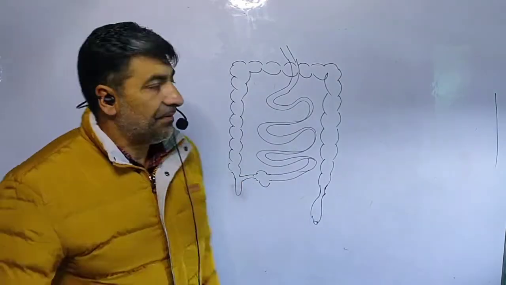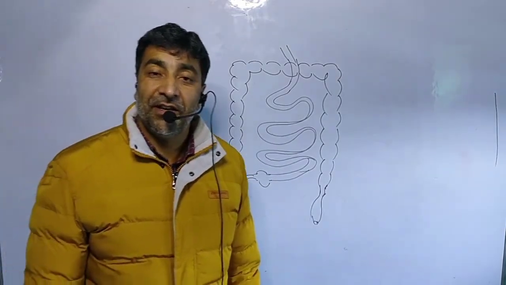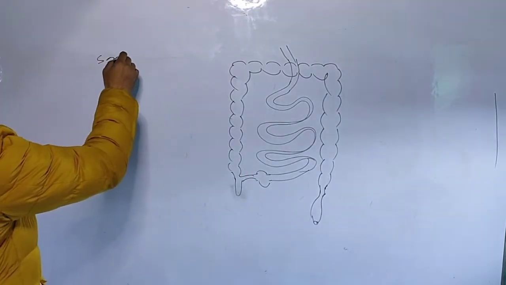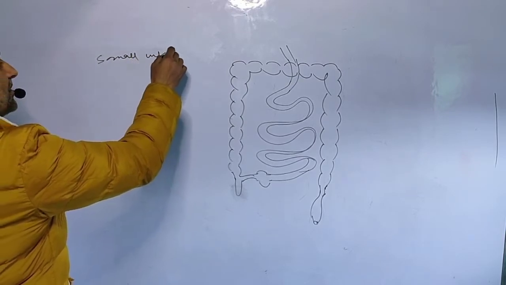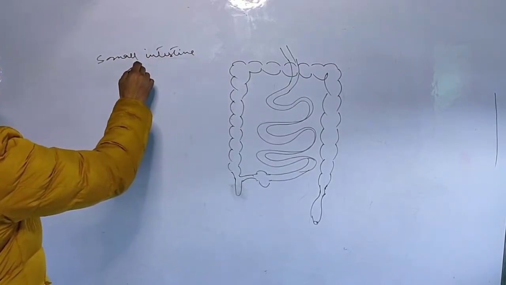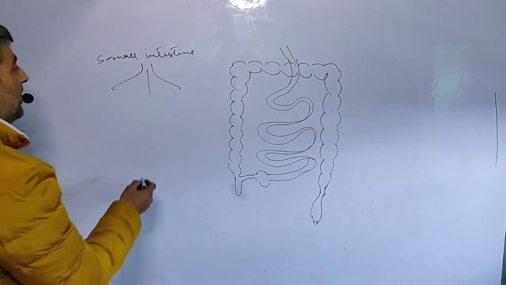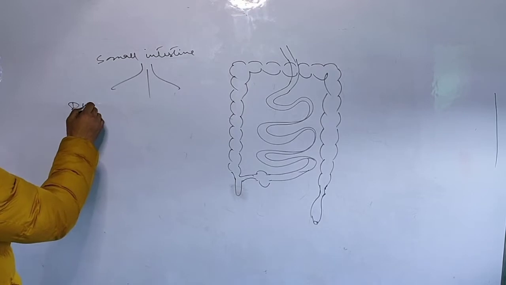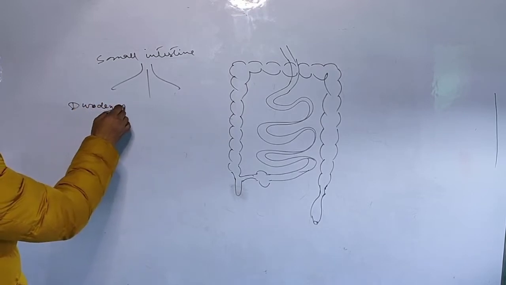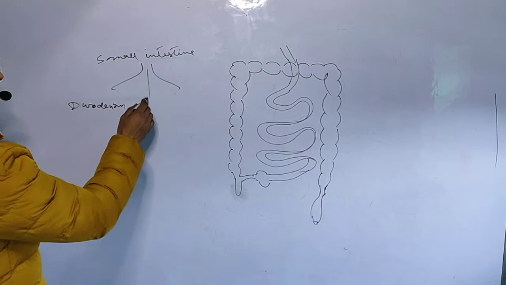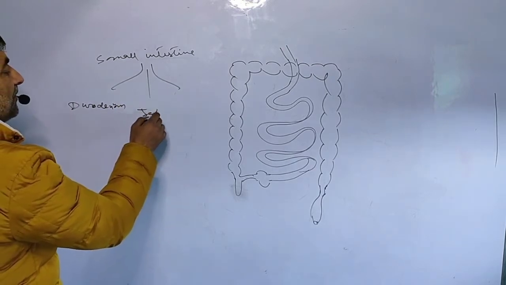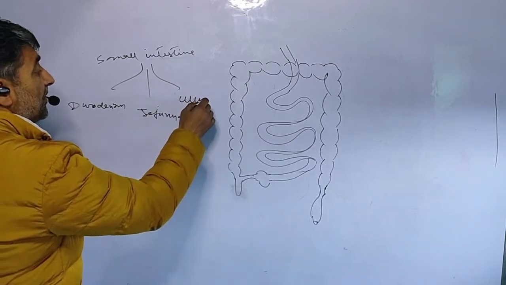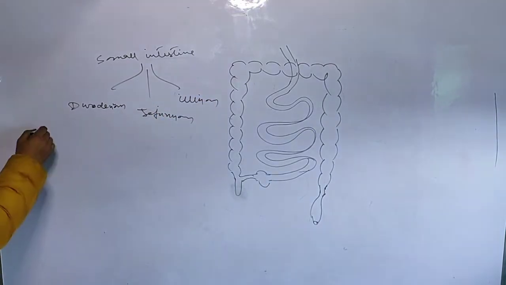This is a diagram of our intestines, small intestine and large intestine. Small intestine has 3 parts. Number first, duodenum. Number second, jejunum. And number next is ileum. Let us take these one by one. First, duodenum.